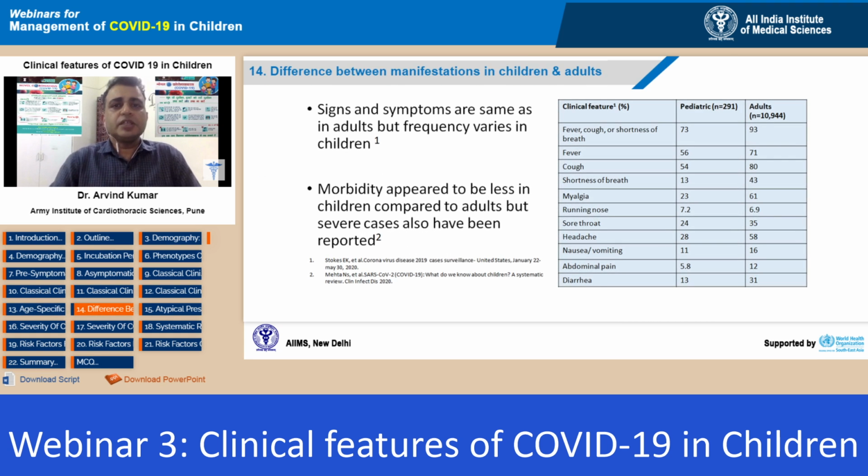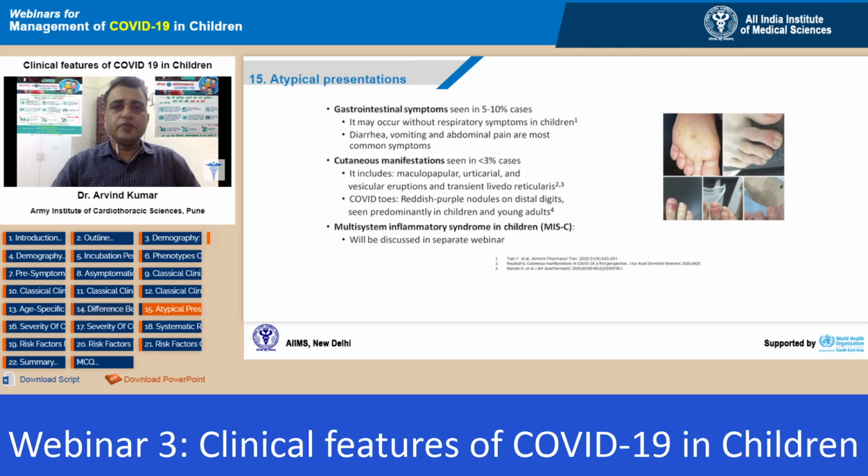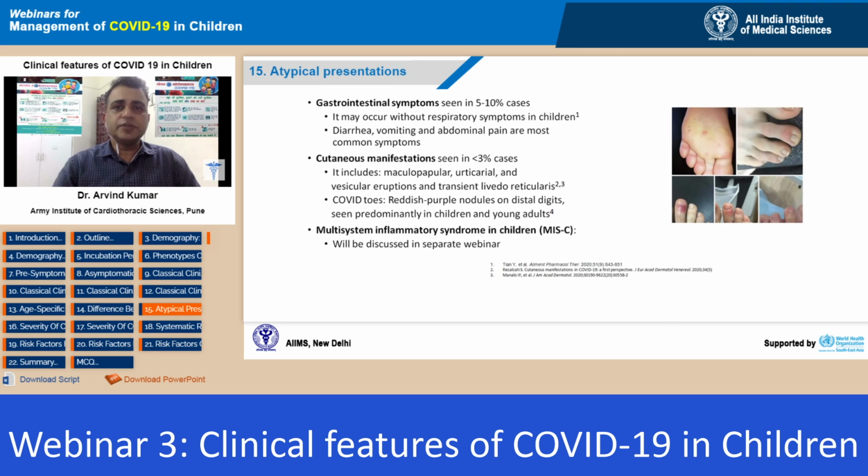Here are some differences in clinical features from adults. Both cough and fever were present, and fever was more common in adults compared to children. Similarly, adults had more shortness of breath, myalgia, headache, and diarrhea. Nasal symptoms are less in both children and adults. Few children may have atypical presentations also.